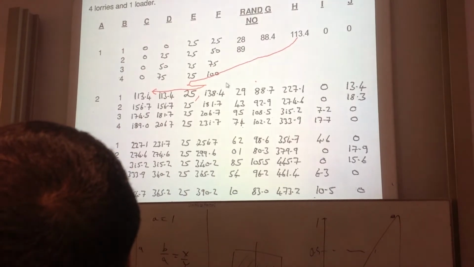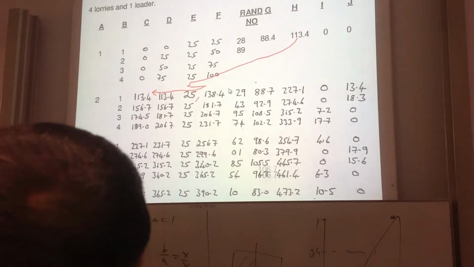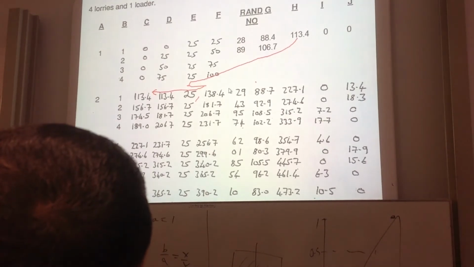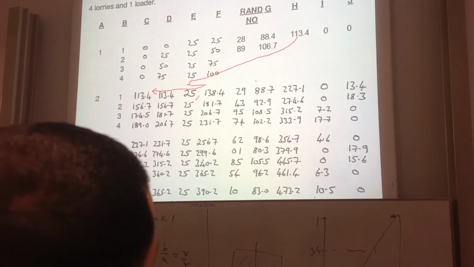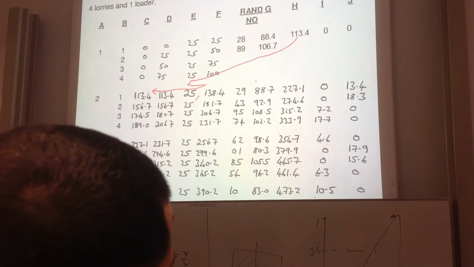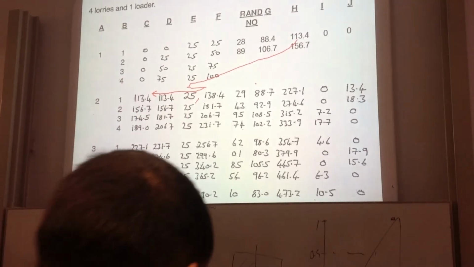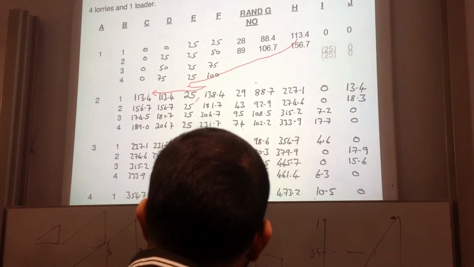the next simulation. We generate a random number, 0.89. Calculate the travel time. Obviously, it's a high number, relatively near to 1, so the travel time will be nearer 110 than anything else. So 106.7, that will come back at 156.7.